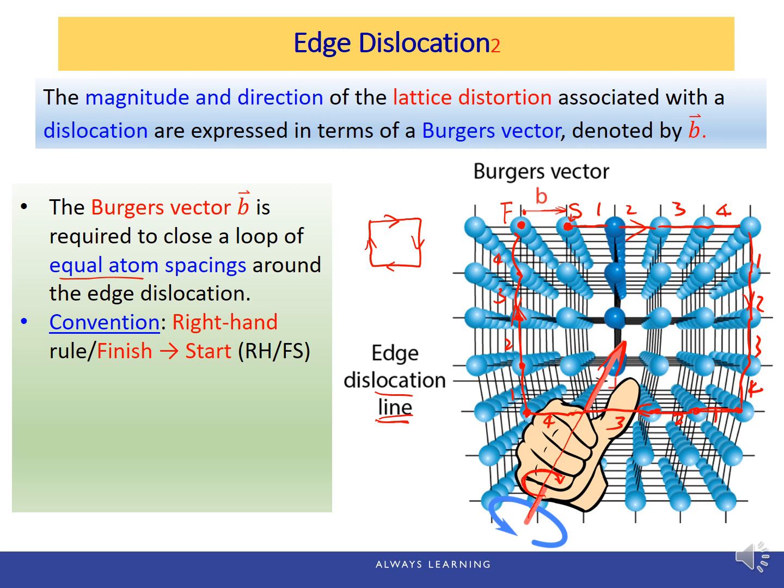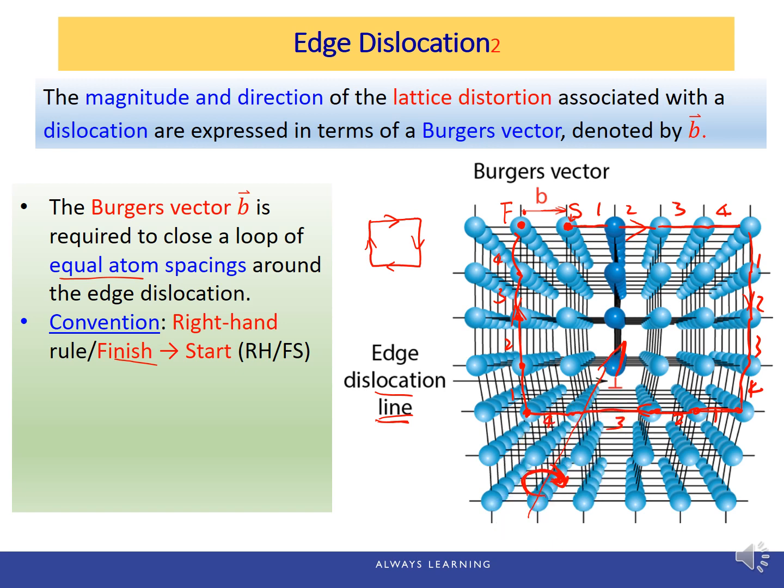Okay, so it's curved clockwise in this example. Pointing your thumb into the direction of the dislocation line, your other 4 fingers will curve in the direction of your loop. And then you just follow this direction to take the equal atom spacings loop. Your final step is to close the loop from finish to start, and that will be the direction of the Burgers vector.